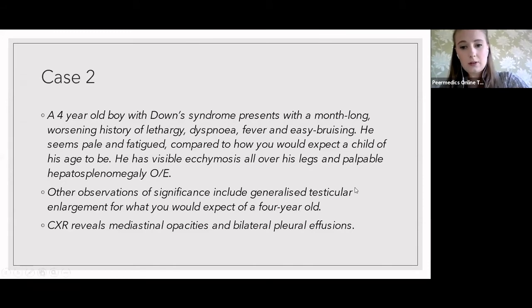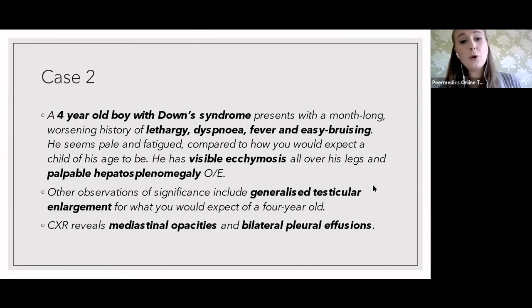So some of that we've already raised, but he's a 4-year-old boy, so we're thinking, okay, young patient, which population tends to get what this is going to be. He's got Down syndrome. We talked about the link with trisomy 21. Then he's got some of the symptoms of the pancytopenia. He's bruising, hepatosplenomegaly, and then this generalized testicular enlargement is pretty niche. And then we talked about the mediastinal infiltration. So this is a case of ALL.